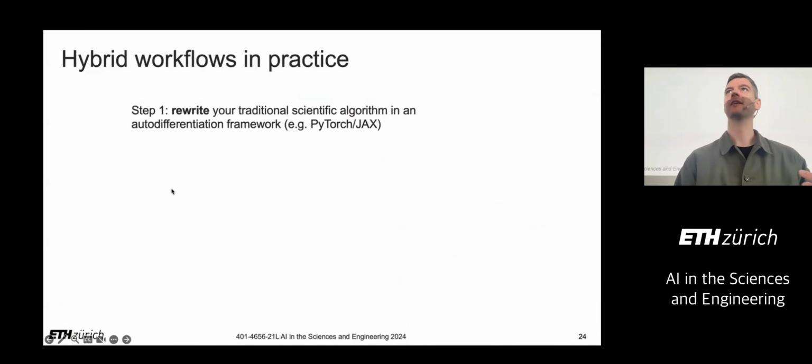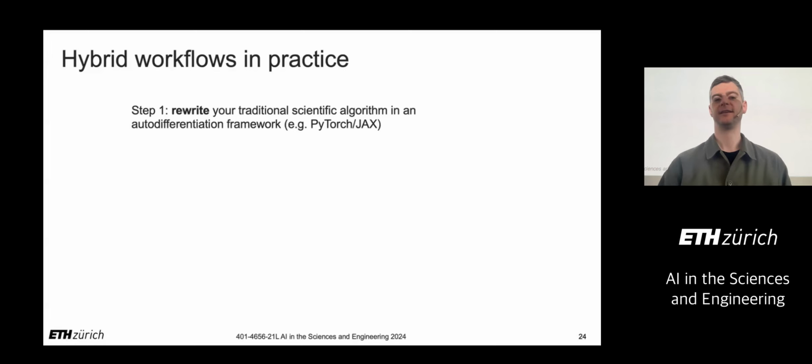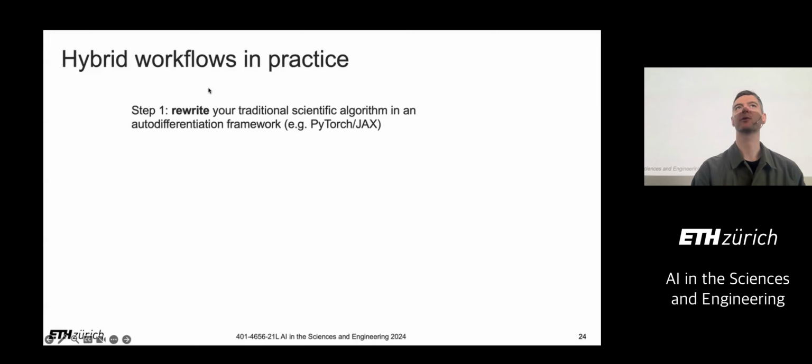Step 1 is to take your traditional scientific algorithm and rewrite it into an auto-differentiation framework. This is usually the hardest step, and it can take a long time depending on your traditional code. If you think about high performance code, a lot of it is written in Fortran or C++, for example. So this can take a lot of effort, but once you've done it, you get some big gains. For example, PyTorch or JAX. We'll be talking about JAX, I've got an introduction in a lecture coming up.